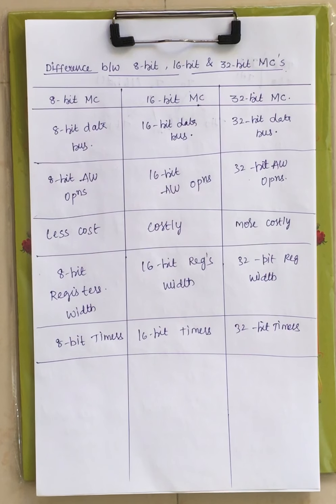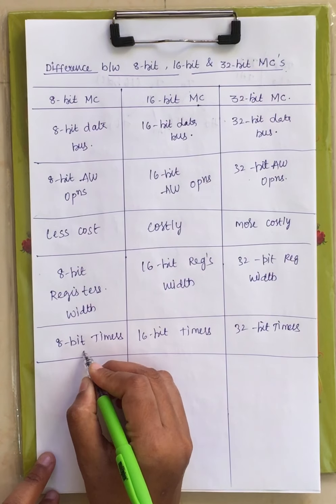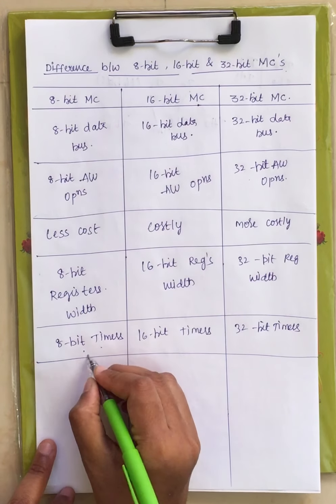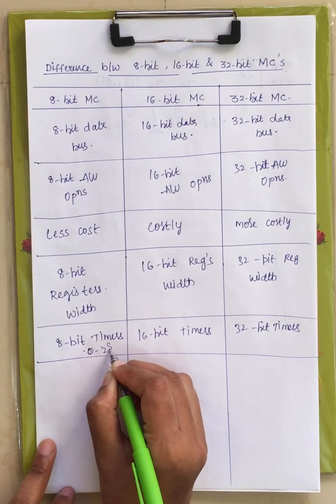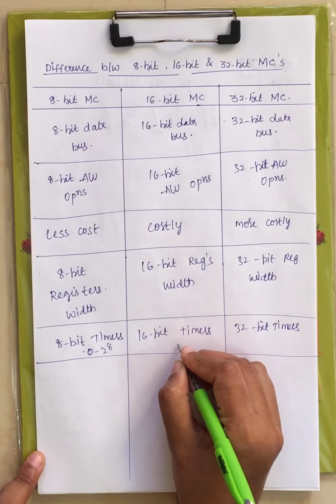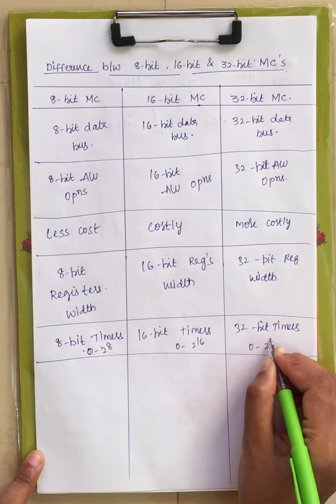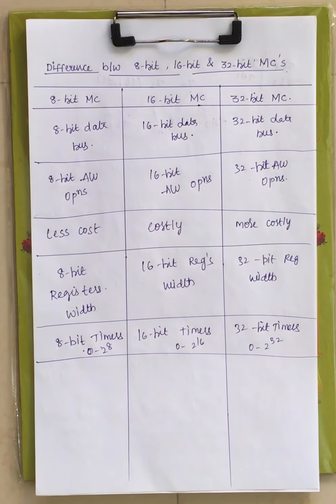Now timers provide delay by counting, right? The 8-bit timer can count values from 0 up to 2 power 8. The 16-bit timer will count from 0 to 2 power 16. The 32-bit timer will count up to 2 power 32. You know this, right?